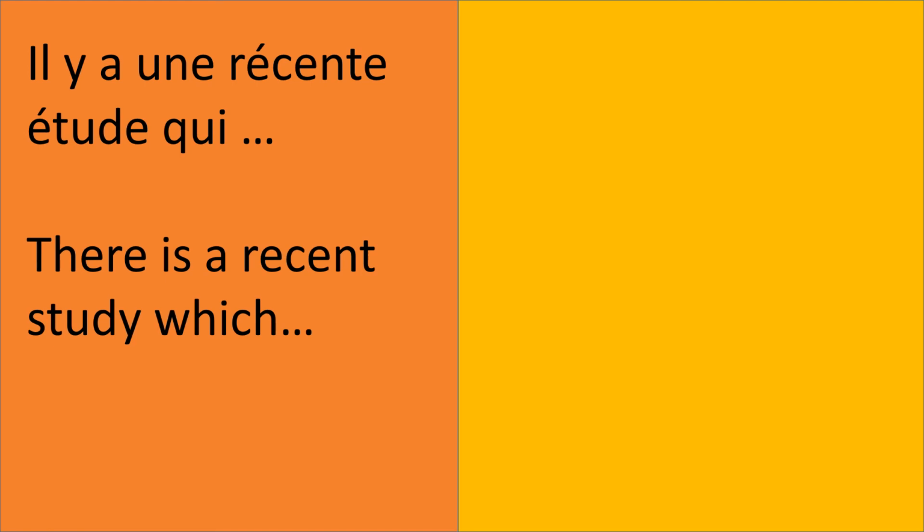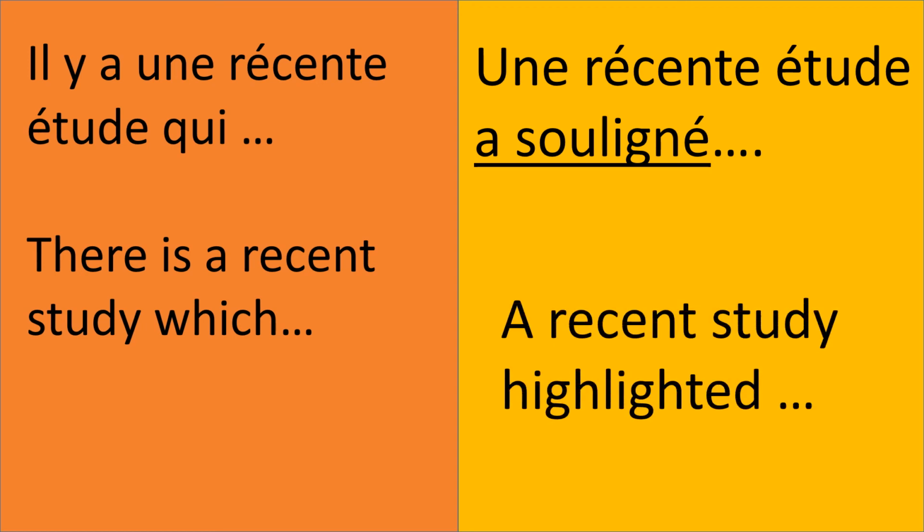Very often students would start a sentence with il y a and then something qui. Il y a une récente étude qui plus a verb. Okay. Basically, you just need to say une récente étude a souligné, since that's what you want to say, really, a recent study highlighted. Il y a une récente étude qui, it's a bit too heavy. It's much better to say une récente étude a souligné, whatever.